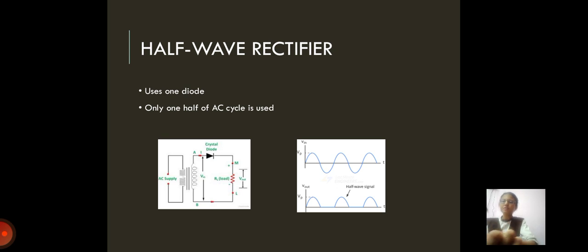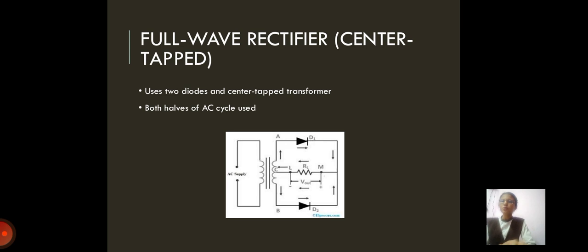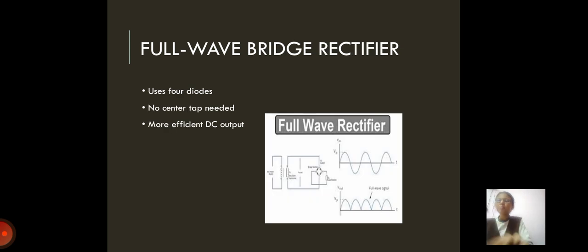Next is the full wave rectifier. The full wave rectifier is of two types: center tapped rectifier and bridge rectifier. In the center tapped rectifier, this configuration uses only two diodes, with a center tapped transformer. It utilizes both halves of the AC cycle, producing a more continuous DC output. So it is very efficient and reduces the ripple significantly. Here we use only two diodes. And the second type of full wave rectifier is the bridge rectifier.